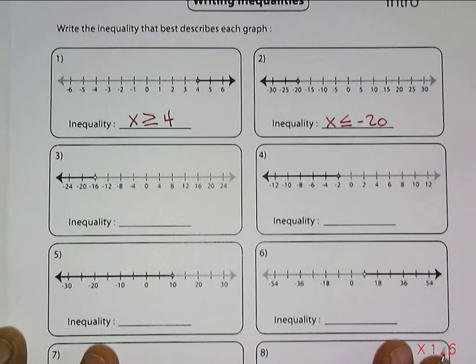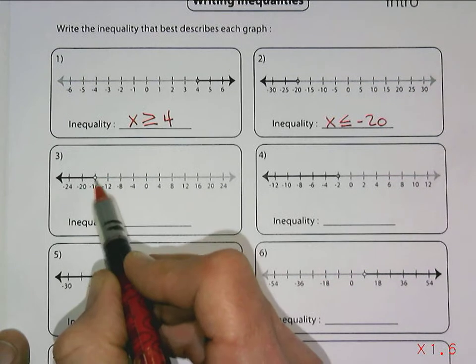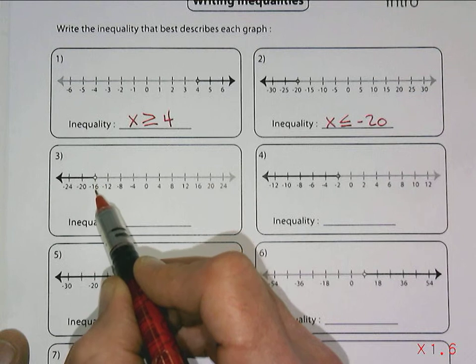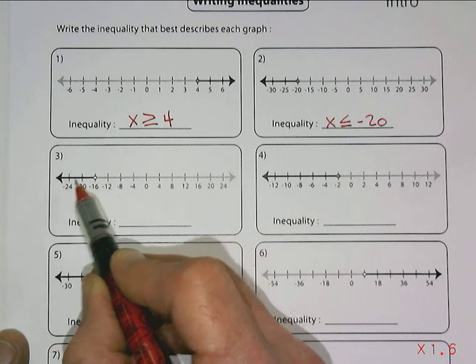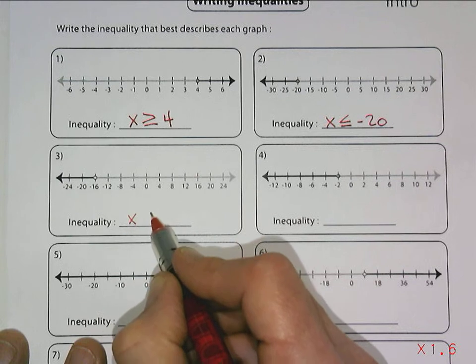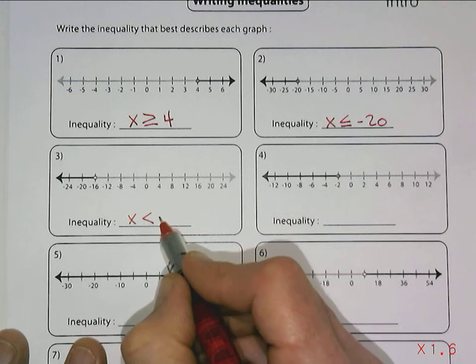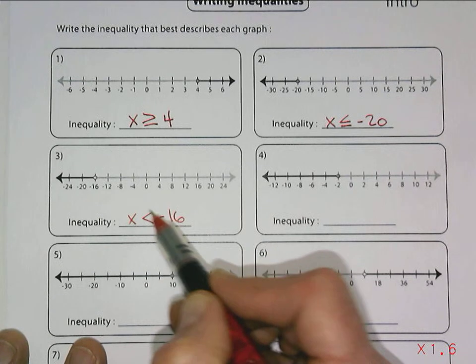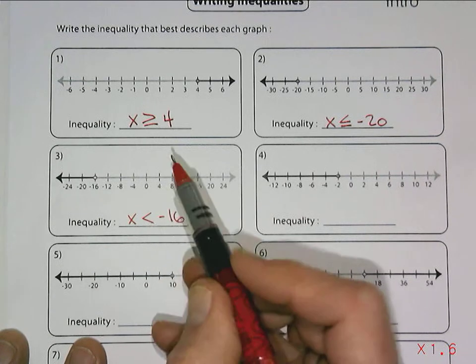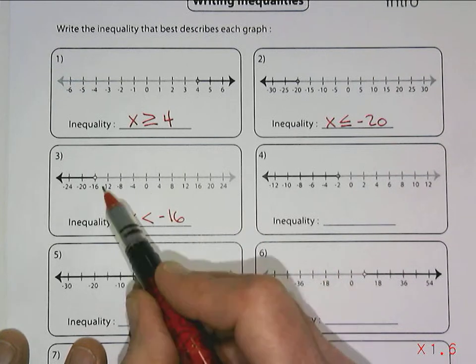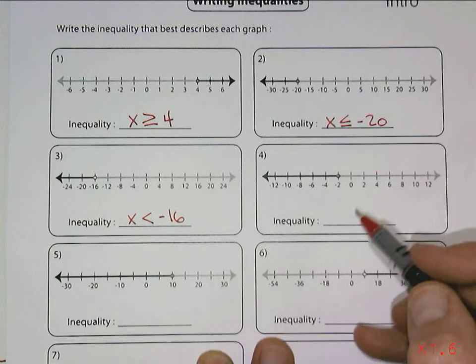Okay. Number 3, the circle is open, and so with an open circle we know that it does not include the negative 16, but it is less than negative 16. So x is less than negative 16. Again, an open circle means that it is just less than or greater than, not also the equal to symbol. So we have a distinction there between those two types.